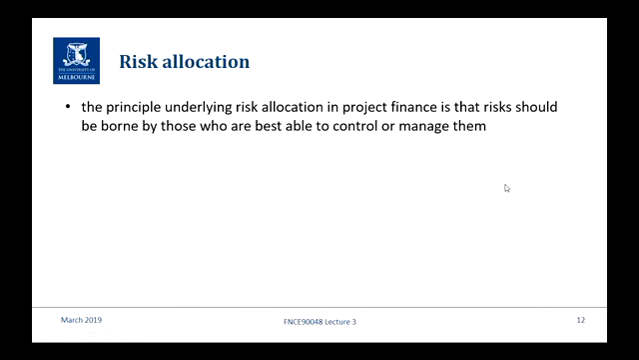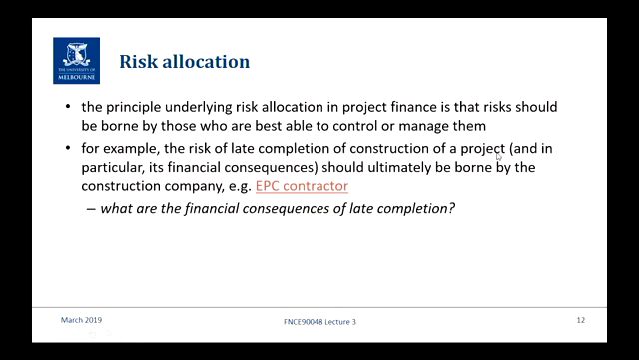Okay, so moving on to risk allocation. I've said this a number of times now because it is the most important element of risk allocation. You need to allocate risks. They should be borne by the parties that are best able to manage them. So the risk of late completion of construction and the financial consequences should be borne by the construction company, for example, an EPC contractor.